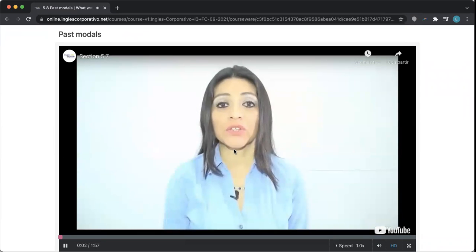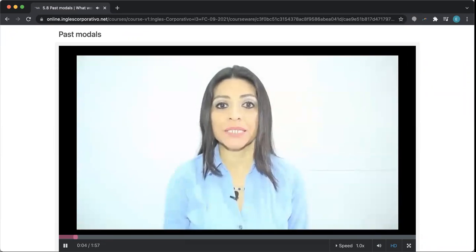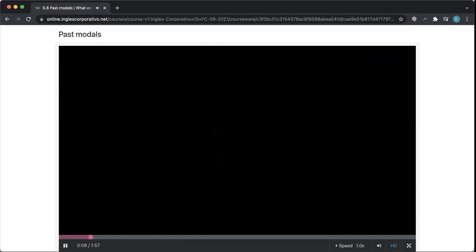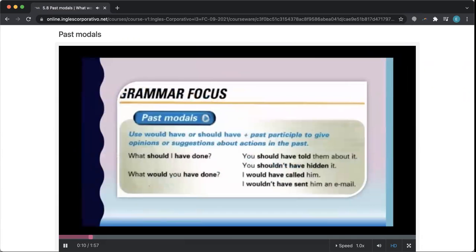Are you ready to give opinions and suggestions about actions in the past? Join us and learn how to do it. Past modals. Use would have or should have plus past participle to give opinions or suggestions about actions in the past. What should I have done? You should have told them about it. You shouldn't have hidden it. What would you have done? I would have called him. I wouldn't have sent him an email.